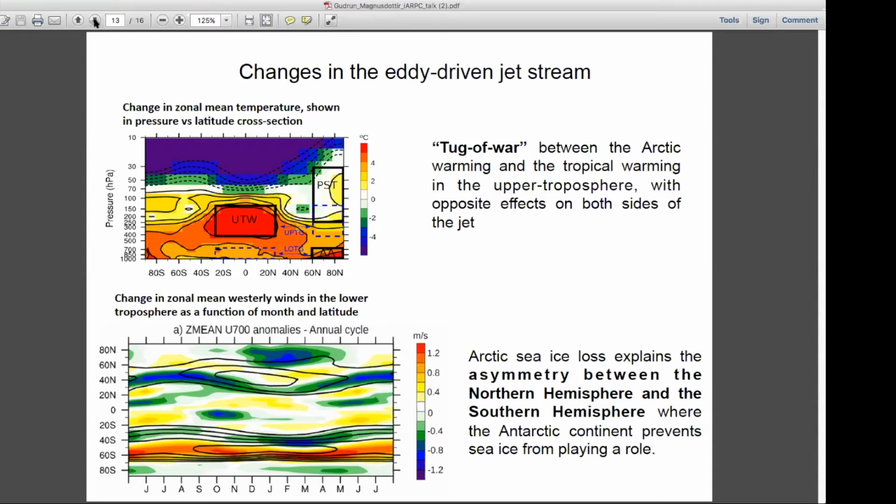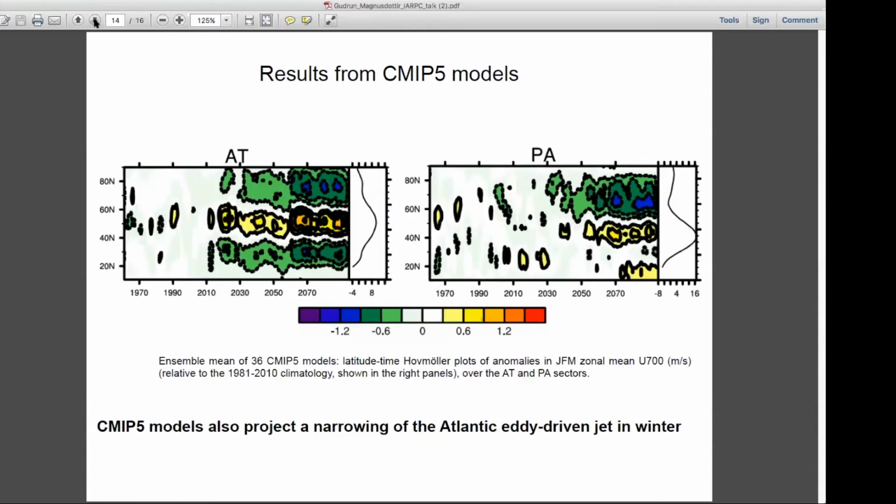So next slide, please. This is actually something we've looked at in the CMIP5 models. We averaged over more than 30 different CMIP5 models, and each has a different climate sensitivity, so this is not a model-dependent result. We see the same kind of sharp reinforcement and narrowing of the jet, both over the Atlantic and over the Pacific. Next slide, please.